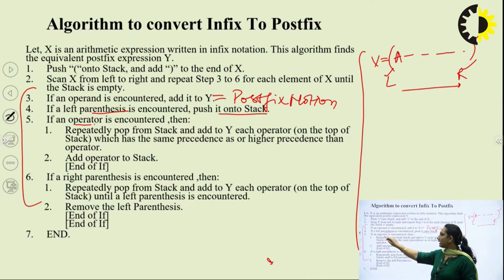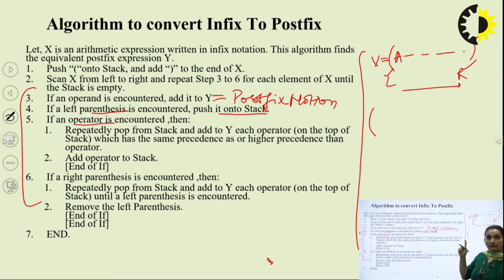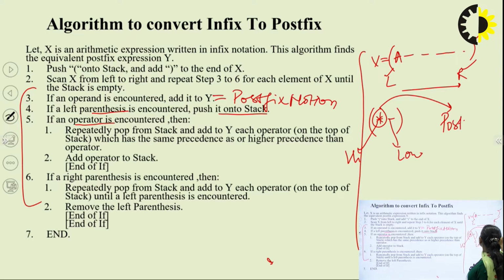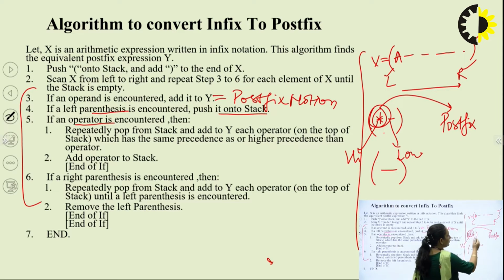If we encounter an operator, two conditions arise. The first condition: if the stack has a multiplication, and then another operator such as minus comes, you know that multiplication has the higher precedence and minus the lower. In this scenario we pop the multiplication and it goes into our postfix expression. If there is a higher priority operator and then a lower priority operator comes, we pop the higher priority one and the lower priority one remains. So minus remains, and the multiplication goes to the postfix expression.